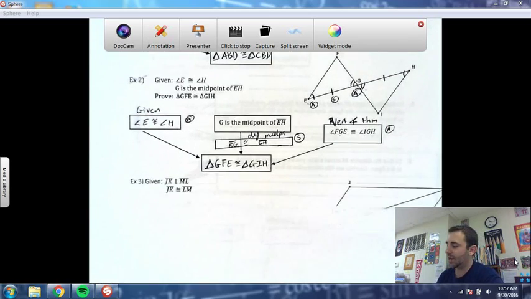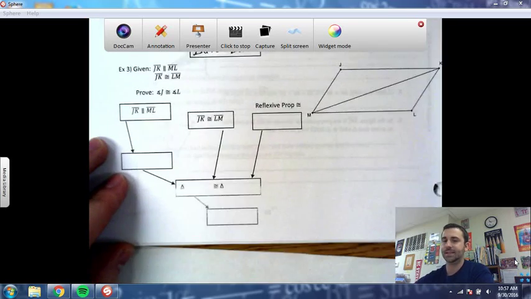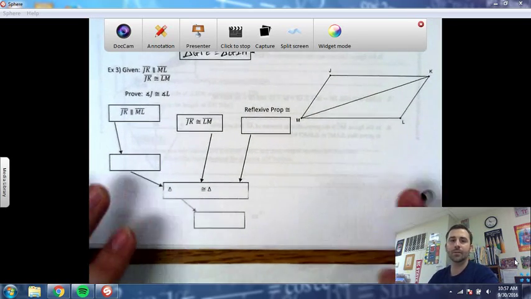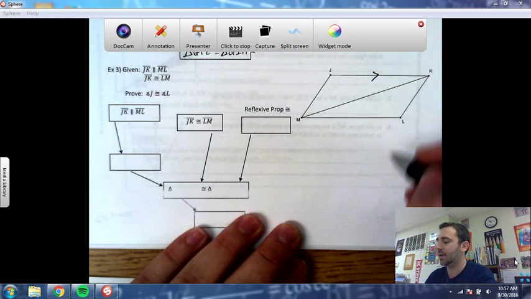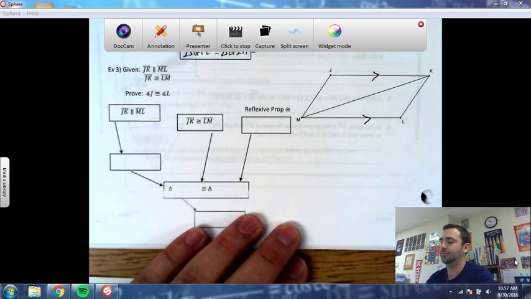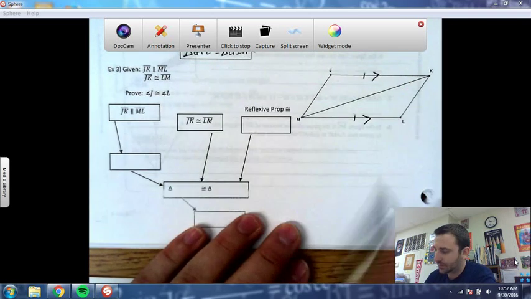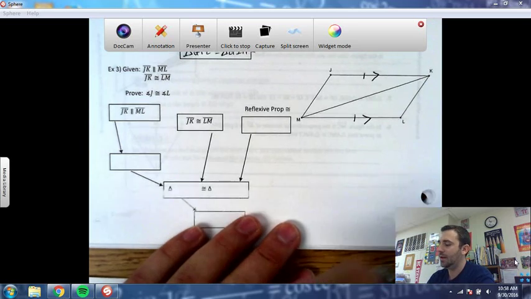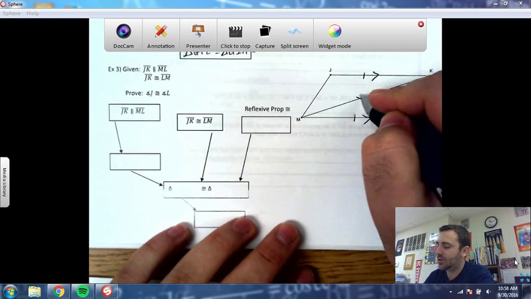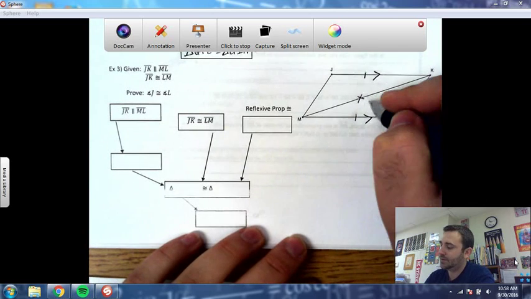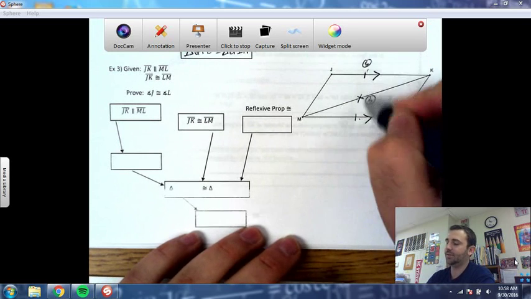So let's look at another example. In example 3, we have JK is parallel to ML. We also have JK is congruent to LM. And so I went ahead and marked that. Looking at this, I also know I have a shared side. So there's my side. And I have my other set of congruent sides from the given.